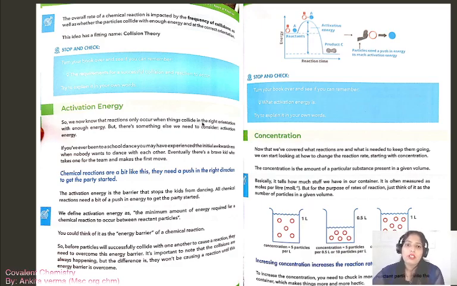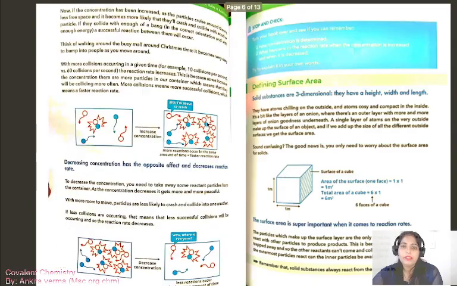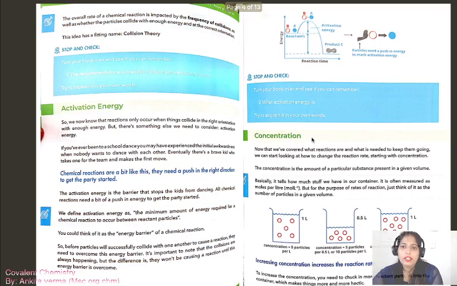So now the question arises, what do you mean by concentration? Why are we discussing these terms? Because the rate of the reaction depends upon the following factors. The very first factor is concentration of the reactant. So check it over there.